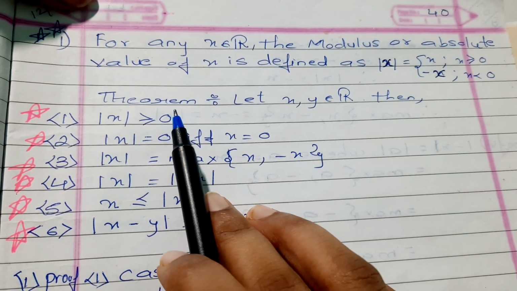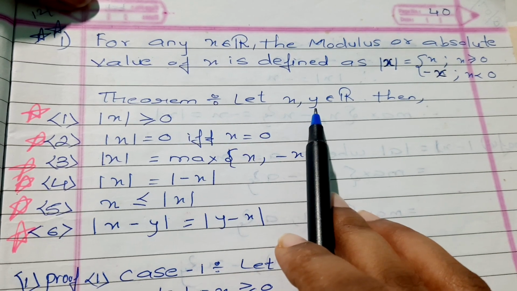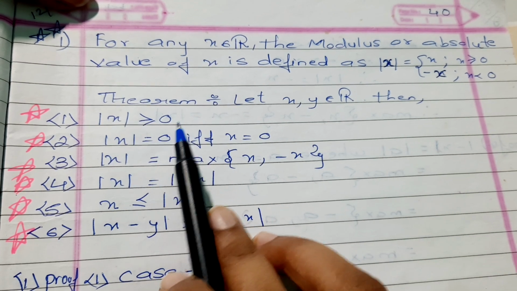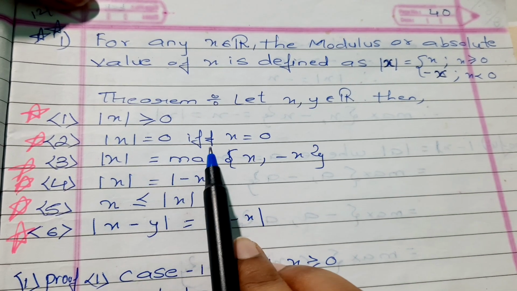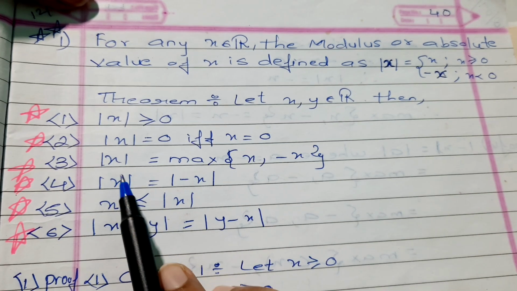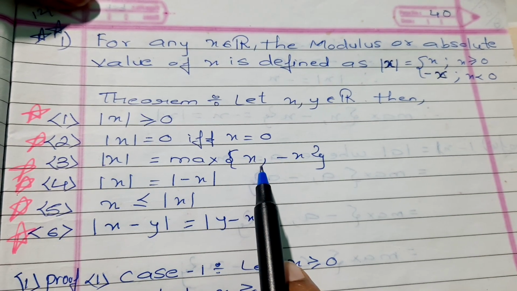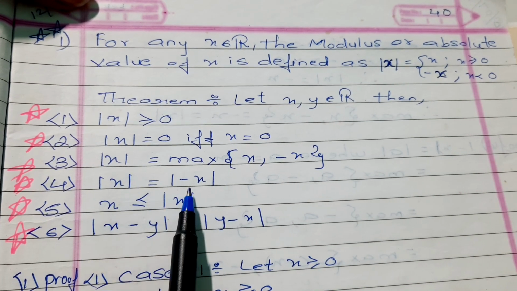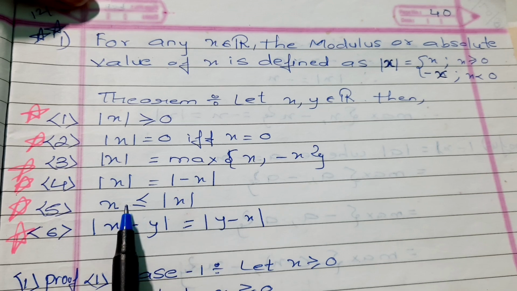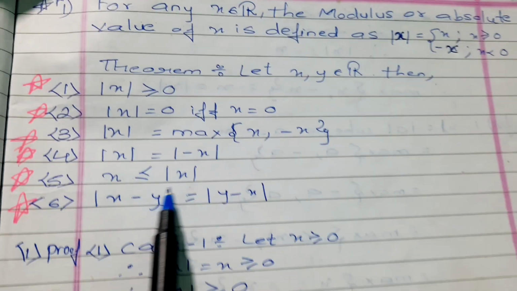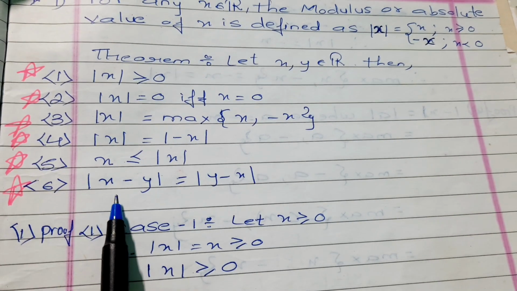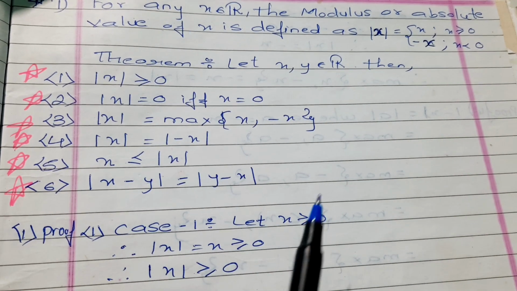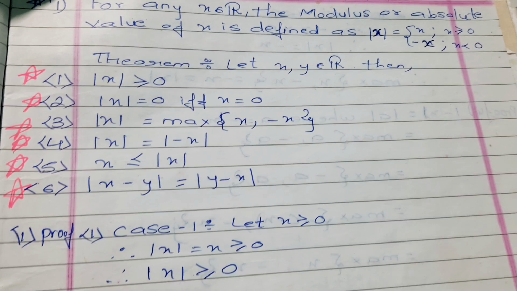Now moving towards the theorem. Let x, y belong to R. Then modulus of x is greater than or equal to 0; modulus of x is equal to 0 if and only if x is equal to 0; modulus of x is equal to the maximum of x and minus x. Fourth, modulus of x is equal to modulus of minus x. Fifth, x is less than or equal to modulus of x. Sixth, modulus of x minus y is equal to modulus of y minus x. These are the triangle inequalities which we are going to prove today one by one.